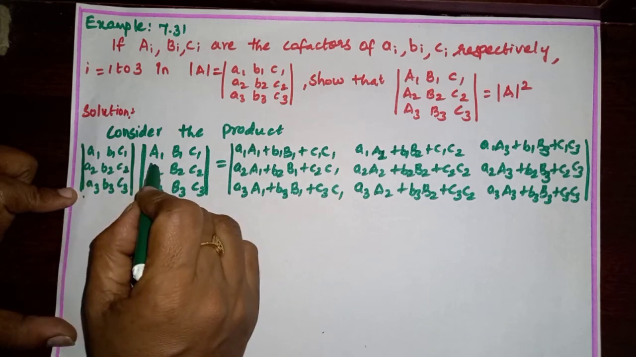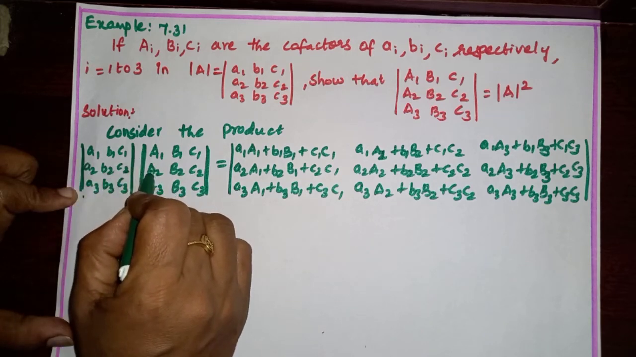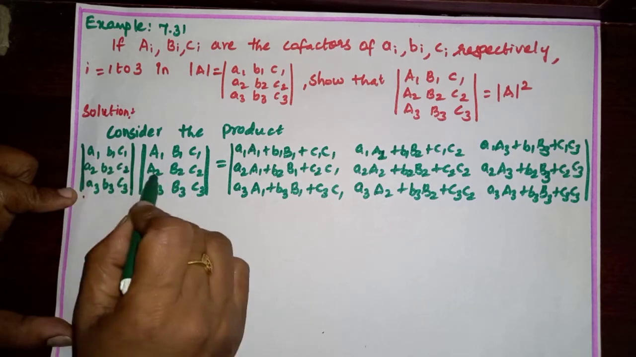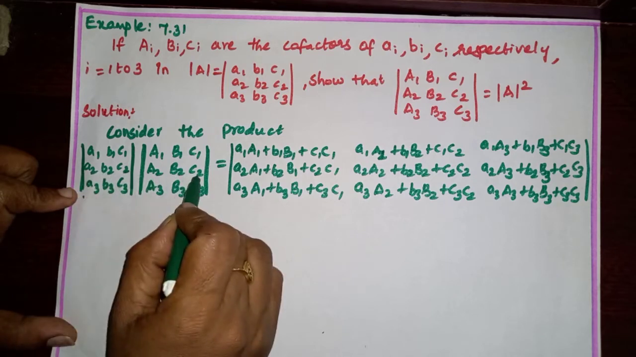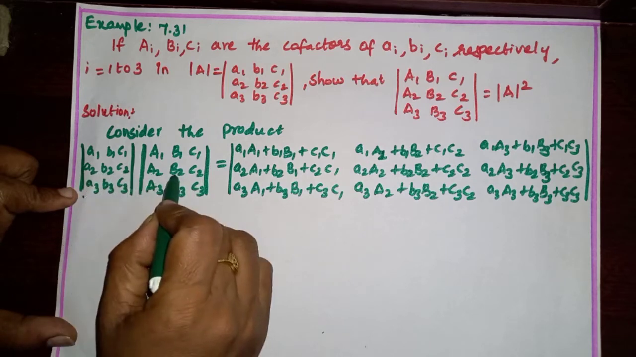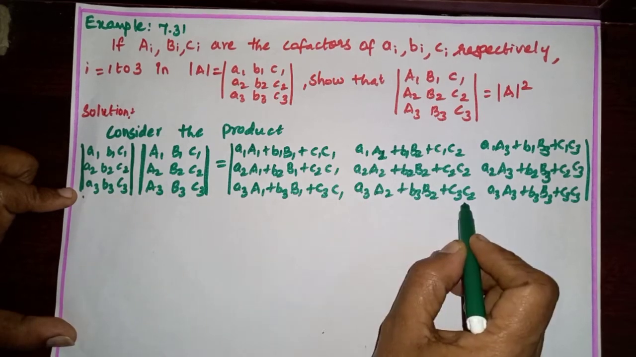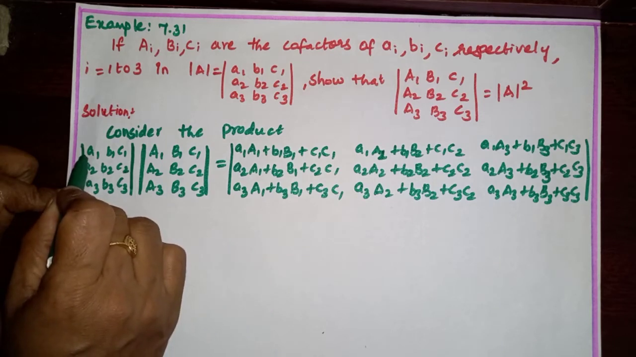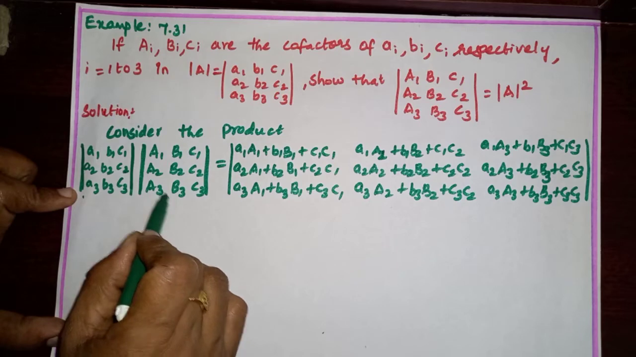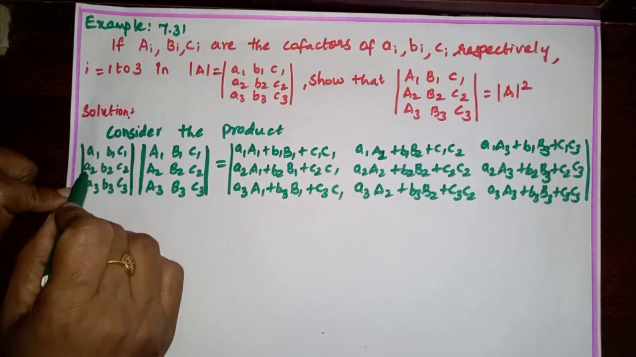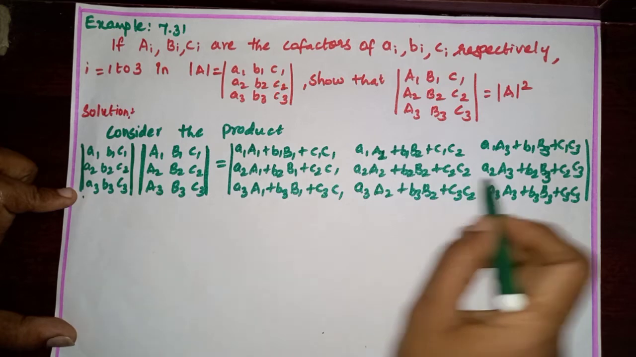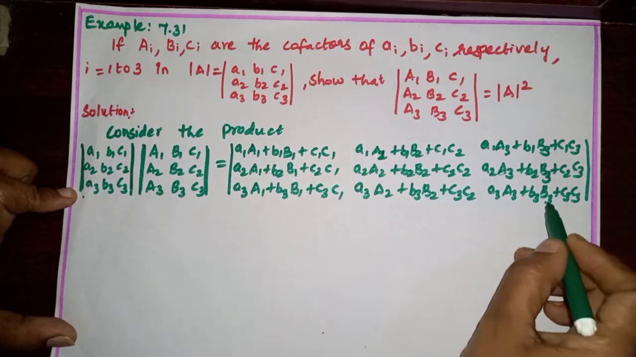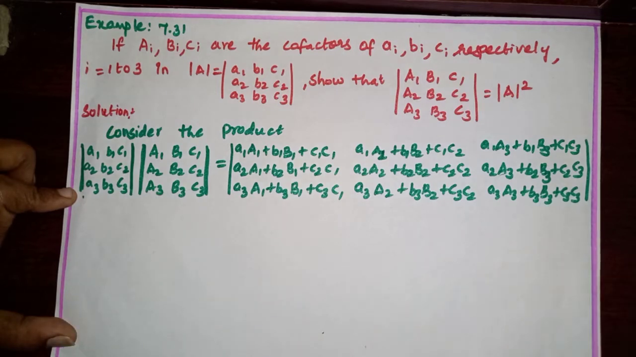Next, we go for a1 b1 c1 with the second row in the second determinant: a1 A2 plus b1 B2 plus c1 C2. Next, a2 A2 plus b2 B2 plus c2 C2. Then a3 A2 plus b3 B2 plus c3 C2. Next, we go for the third row in the second determinant with the first row in the first determinant: a1 A3 plus b1 B3 plus c1 C3. Then a2 A3 plus b2 B3 plus c2 C3. Next, a3 A3 plus b3 B3 plus c3 C3.